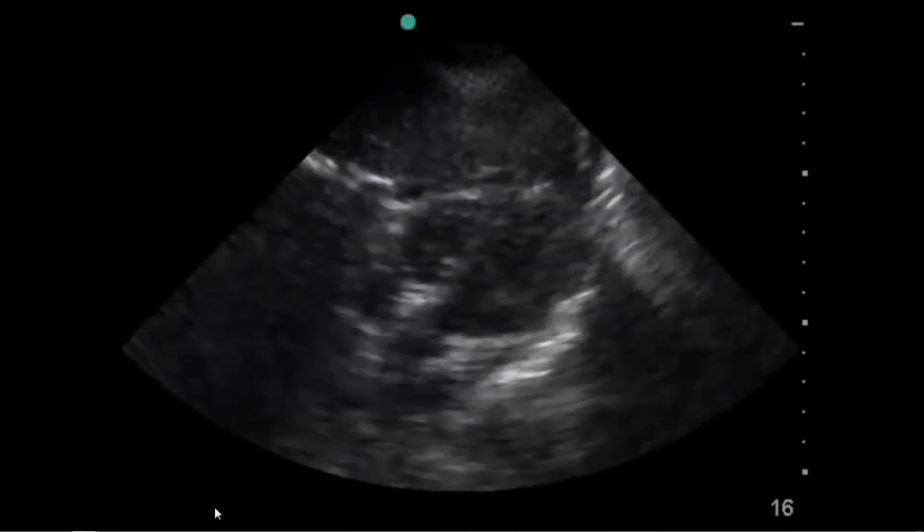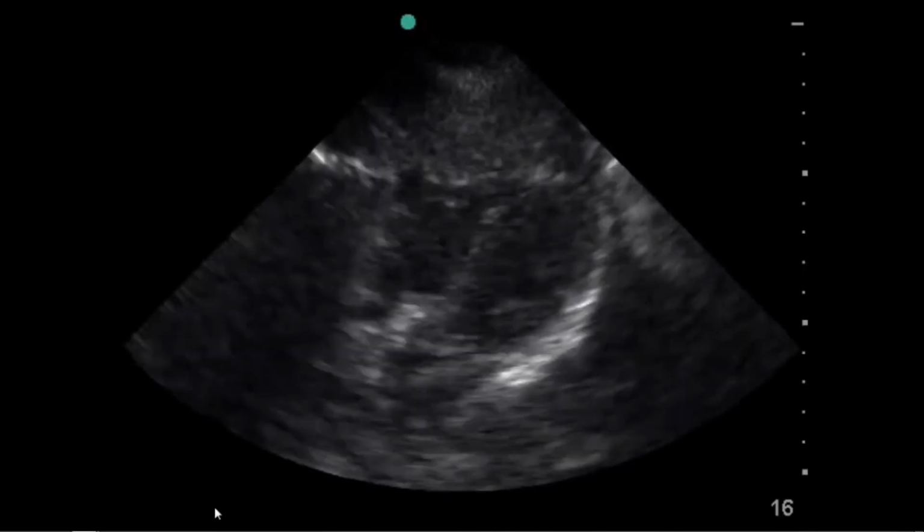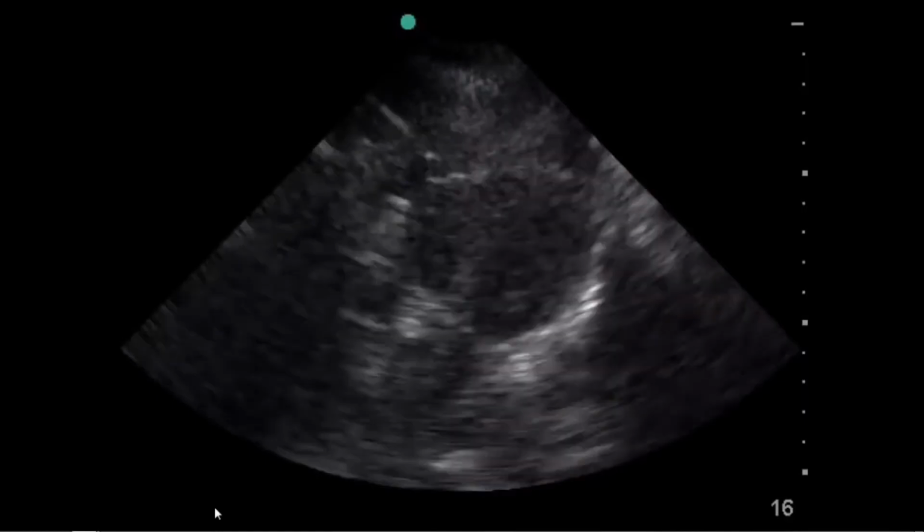And here we see a similar patient with a hyperdynamic heart. This is a subxiphoid view where we see all the ventricles working really hard, contracting very well. They just need more.